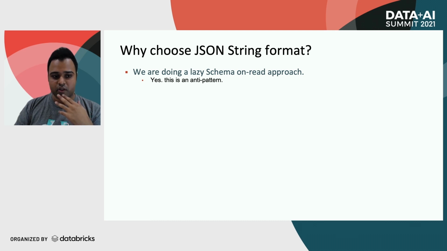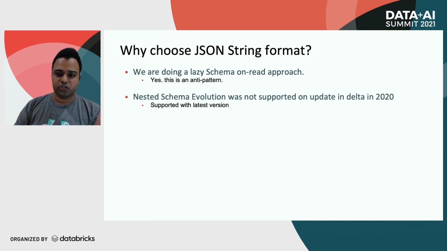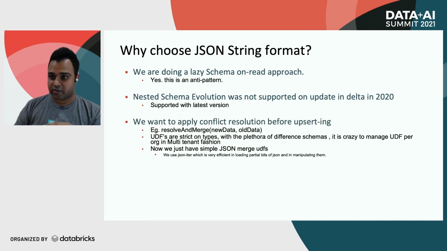So what we saw was, to begin with, nested schema evolution in early 2020 was not supported on an update. Since we do have a good amount of update workload, and Delta did not have it at that time, we were forced to look at other alternatives. It is supported with the latest version though, so that's a good thing. But then we noticed another side effect: before we apply changes or patches into, say, the hot store, we have a stored procedure which resolves and merges the conflicts between the new data and the old data.